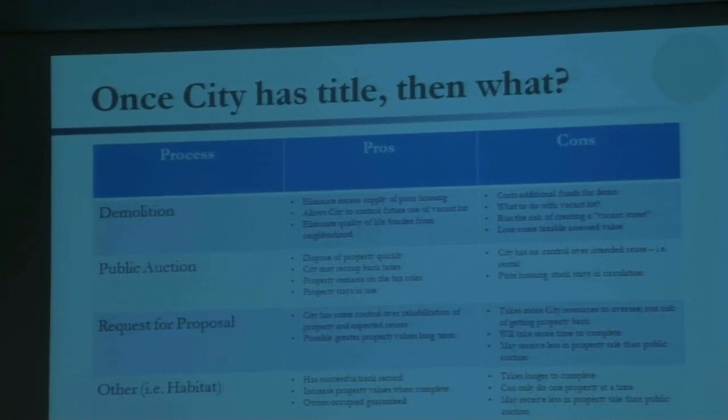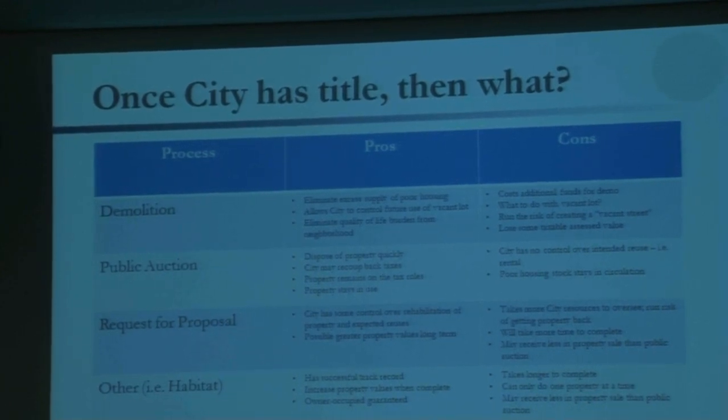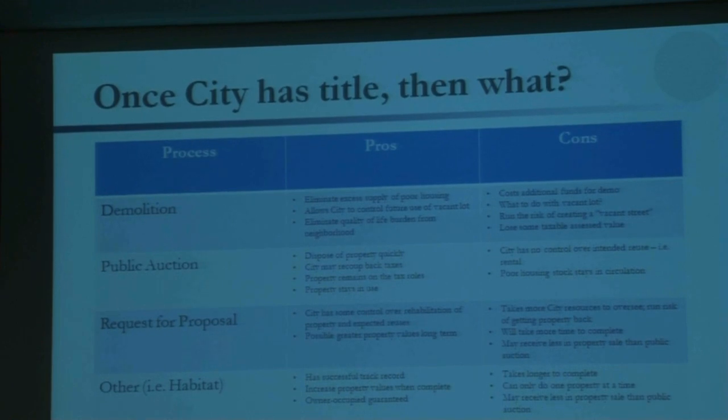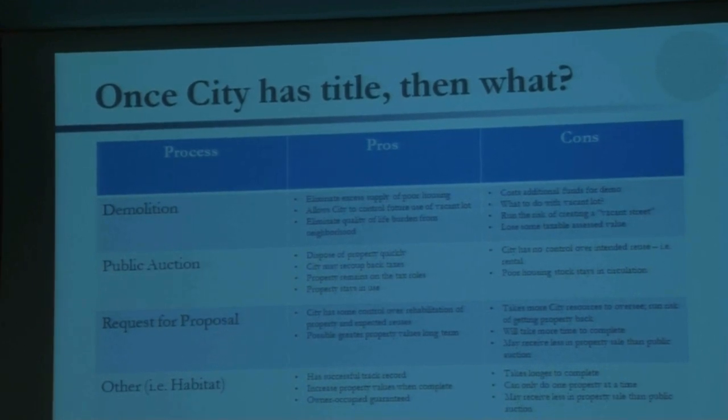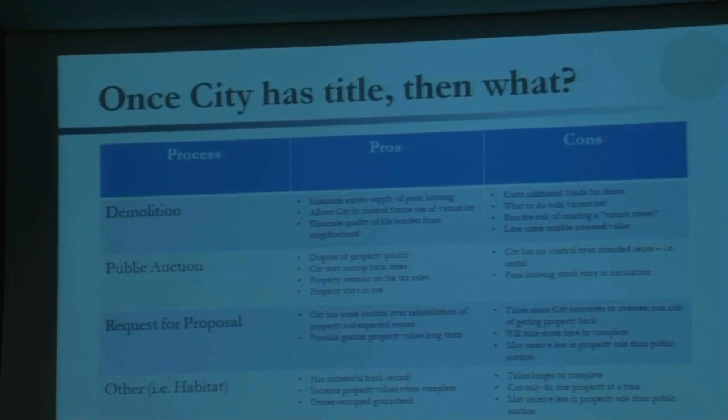Public auction, we can dispose of it quickly. We usually get market value because the auction controls that. And it's back on the tax rolls, which everybody likes to hear. The problem is you have no control over what it's being used for. So it could be auctioned at a very low price. It could then be turned over and still maintained at a low quality, with low rent or low income coming from it, and you haven't really addressed your issue.